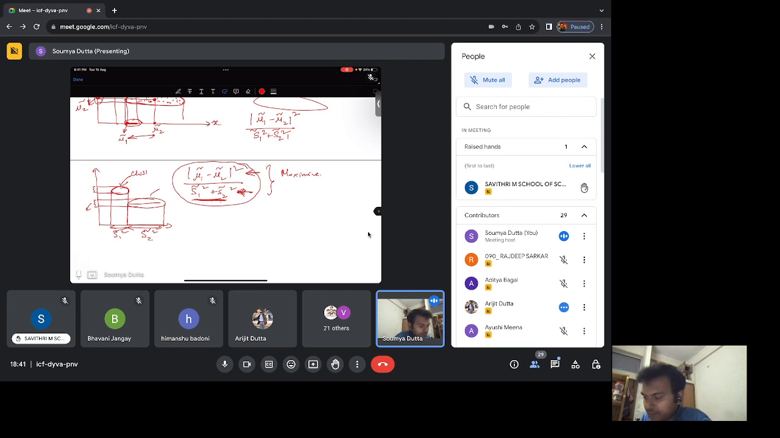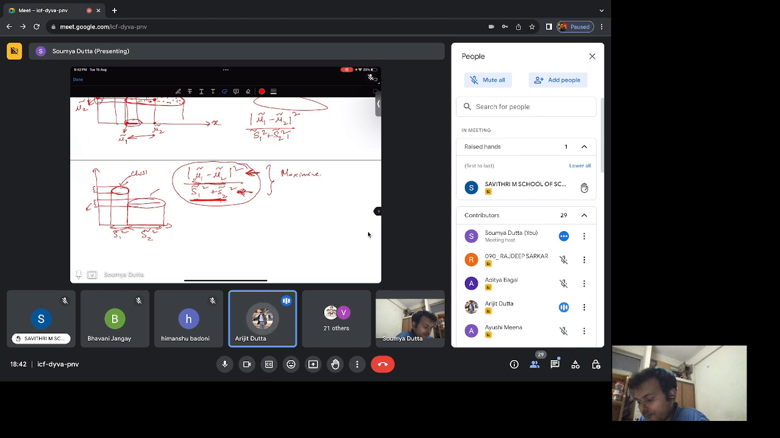Any algorithm which tries to maximize this will try to increase the numerator and try to reduce the denominator. If you are trying to increase the numerator, that means you are trying to increase the distance between the means. If you are trying to reduce the denominator, you are trying to reduce the scatter of the projected points. Is it clear?